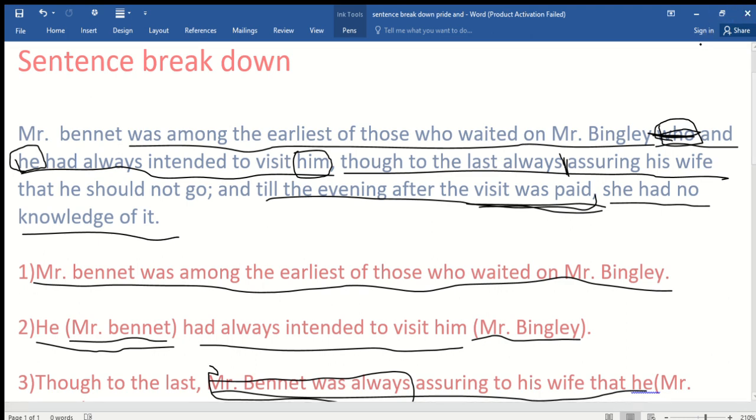I hope this is clear. If I summarize it again, it simply means that Mr. Bennet wanted to meet Mr. Bingley from inside, but from outside he was showing his wife that he did not want to meet or visit Mr. Bingley. I hope it's clear.